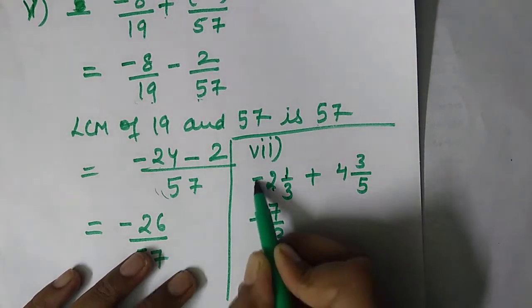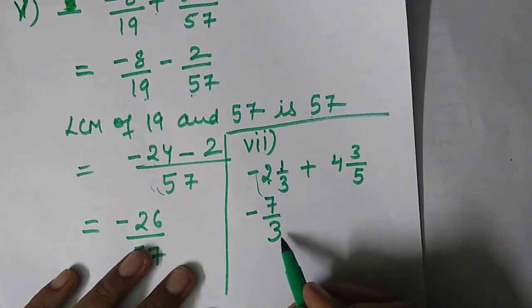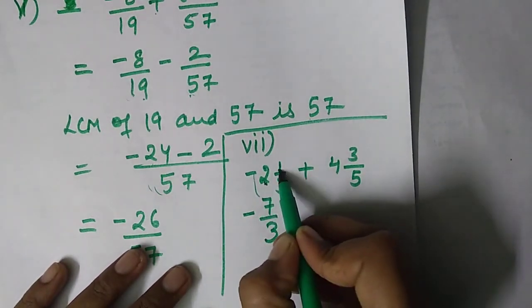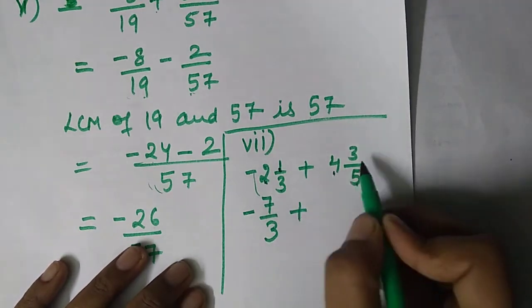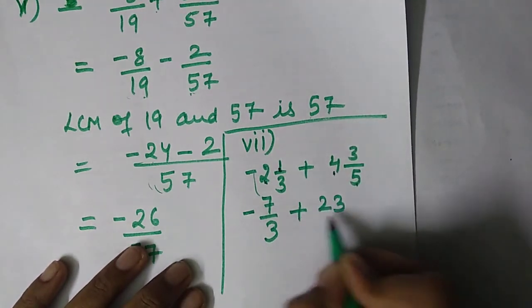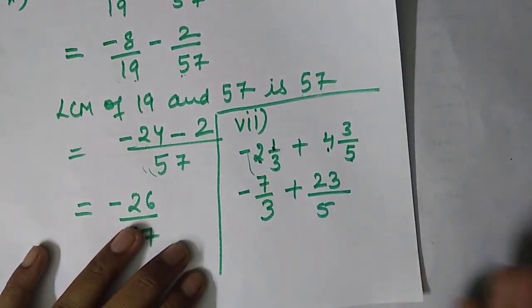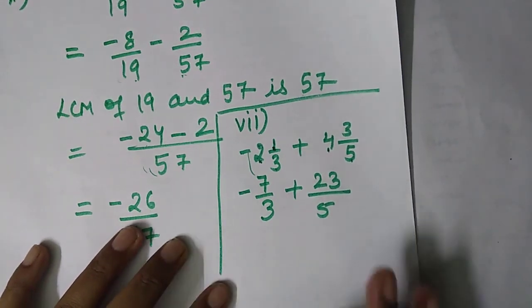Minus as it is, and then you have to convert this mixed fraction into an improper fraction. So 3 twos are 6, 6 plus 1, that is 7 by 3. Again plus, 5 fours are 20, 20 plus 3 is 23 by 5. Okay, now you have to solve it. You have to take the LCM, and this I am leaving for you. You need to solve it.